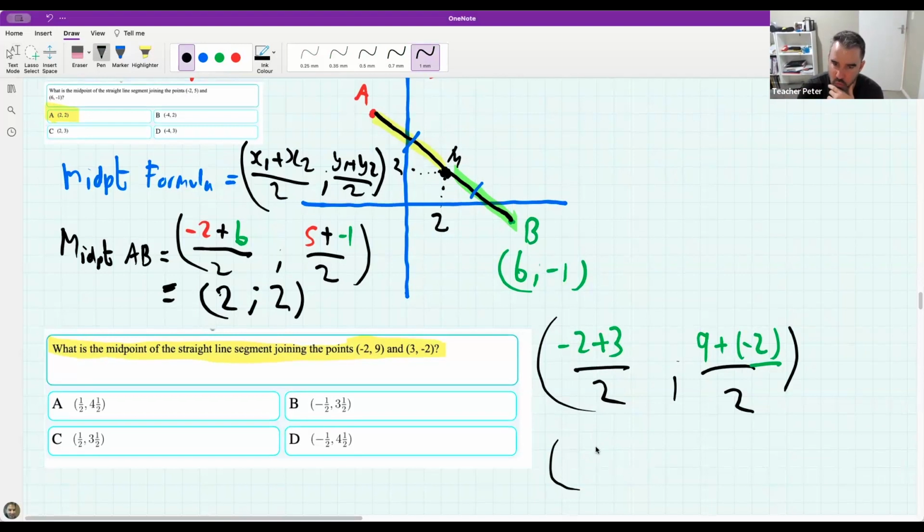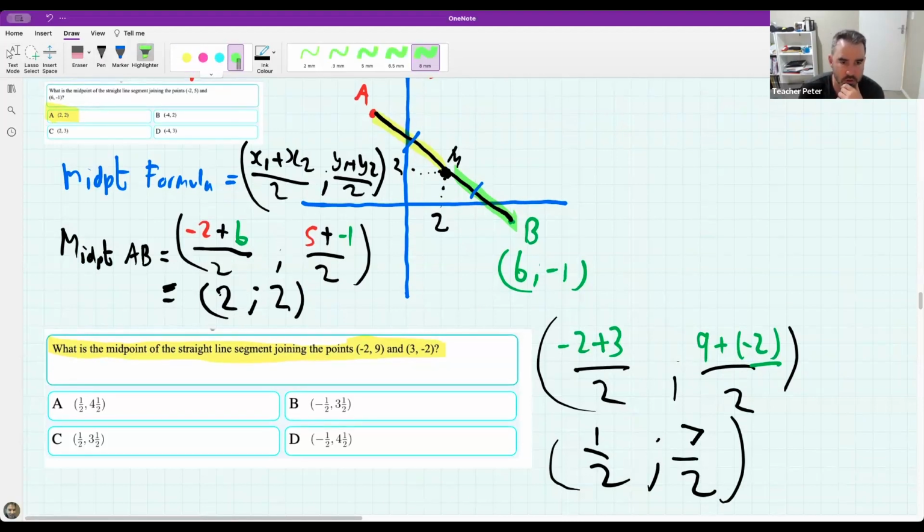Minus 2 plus 3 is 1 over 2, so that's actually a half. So you can get fractions. 9 plus minus 2 is 7. 7 divided by 2 is 7 over 2, or 3.5. So is there an option that goes with this? A half, 3.5. Oh, okay. So 7 over 2 is also 3.5. And so the correct option should be C.